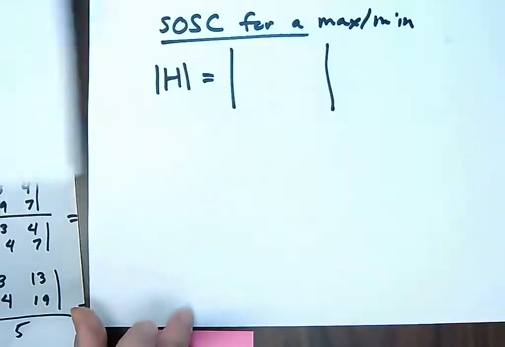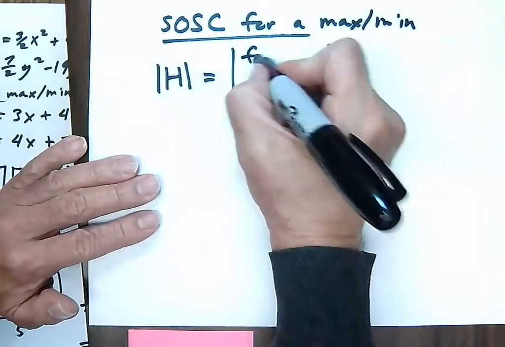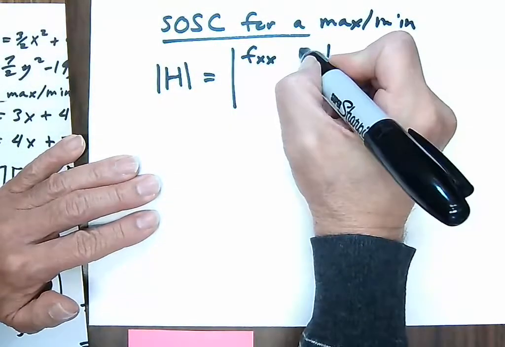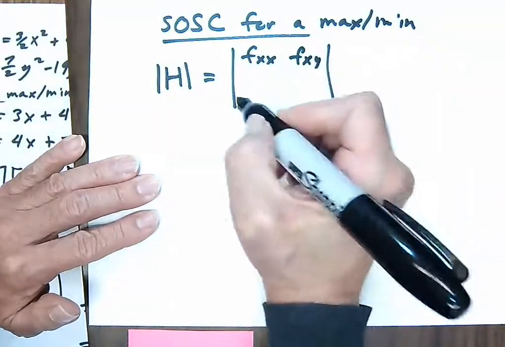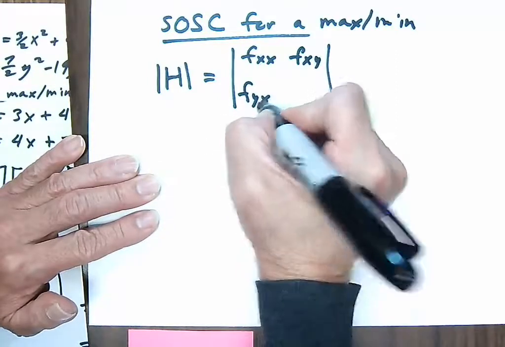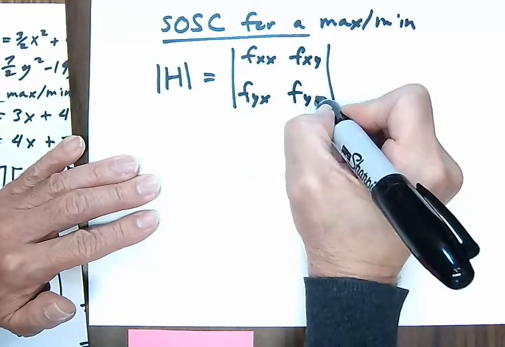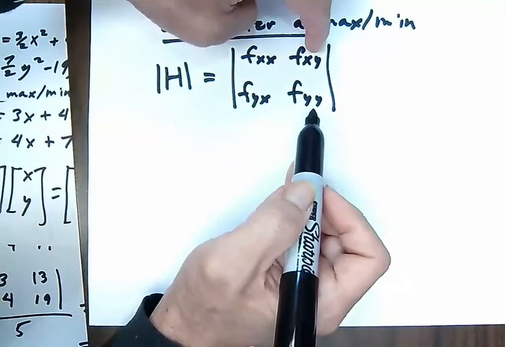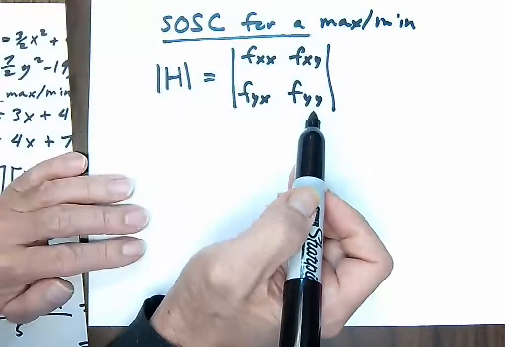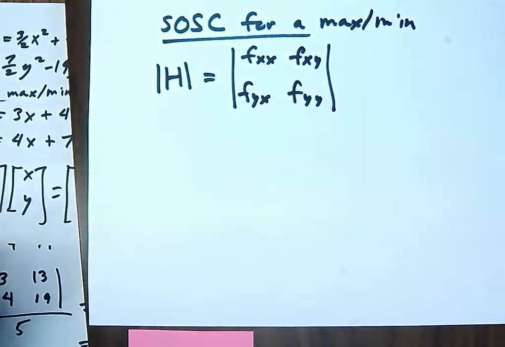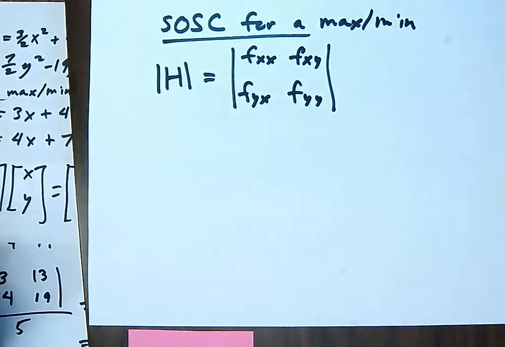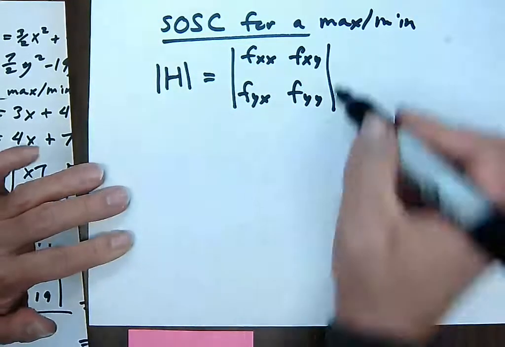So let's just fill in those elements. We get fxx, fxy, fyx, and fyy. And of course, fxy and fyx should be the same because of Young's theorem. So let's see what these elements come out to be.